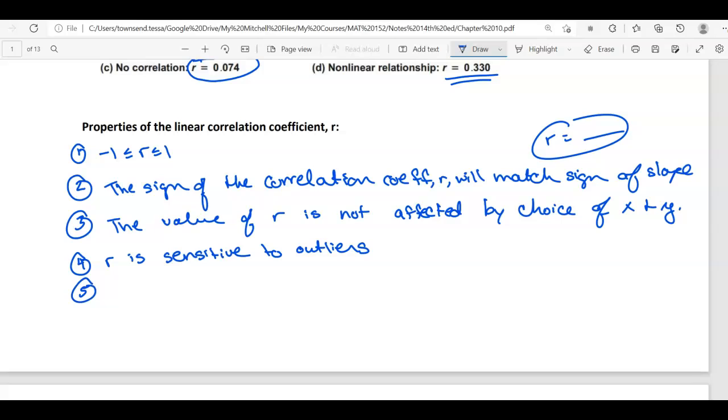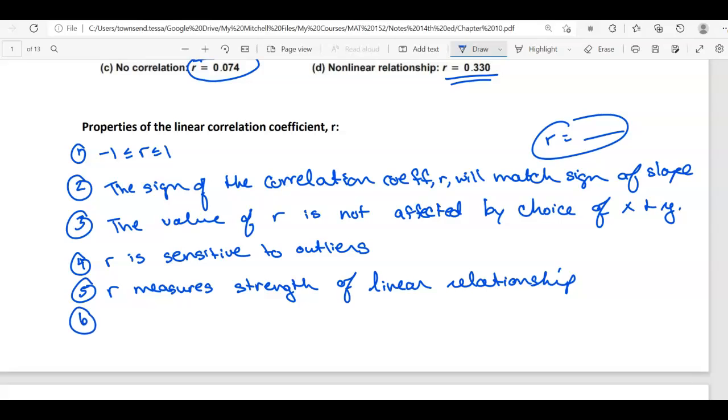We've talked about this already, but I'm going to write it down. R does measure the strength of the linear correlation. And we'll use R to determine whether or not that equation is even worth using.